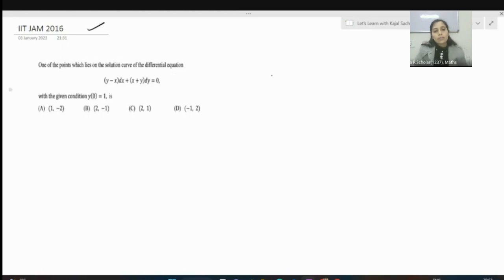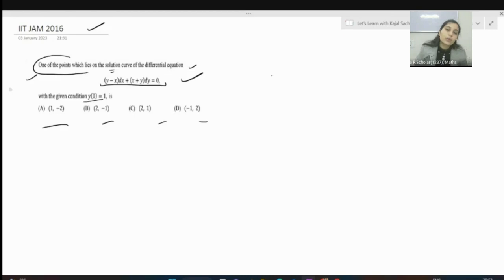The question from JAM 2016. Here, the question says: one of the points which lie on the solution curve of the differential equation. This is a given differential equation, and with the given initial condition, we have to tell the solution will lie on one of these points. So we have to check.